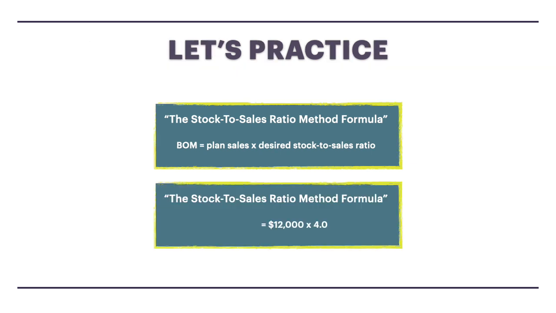So let's practice. Using a desired stock to sales ratio of 4.0 and planned sales of $12,000, calculate BOM. So we're going to take our planned sales of $12,000 and multiply that by our desired stock to sales ratio of 4.0, which gives us a total of $48,000.